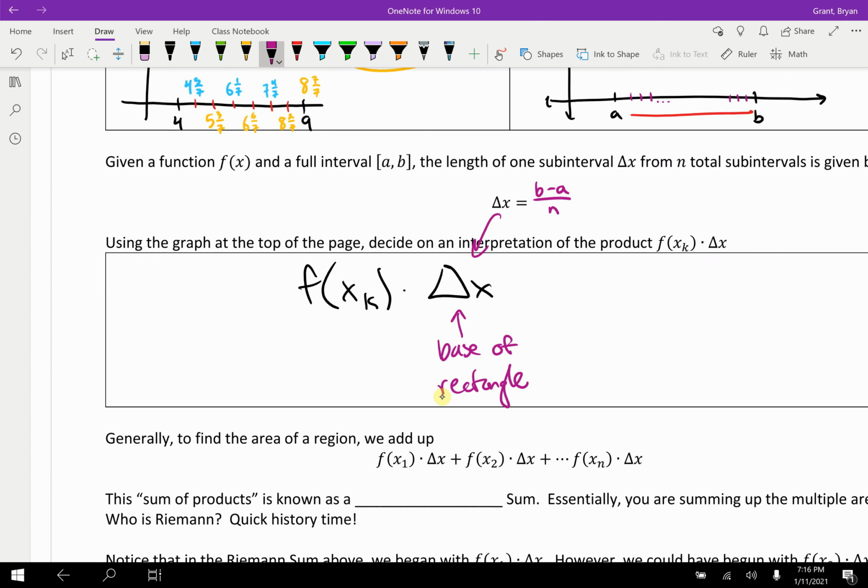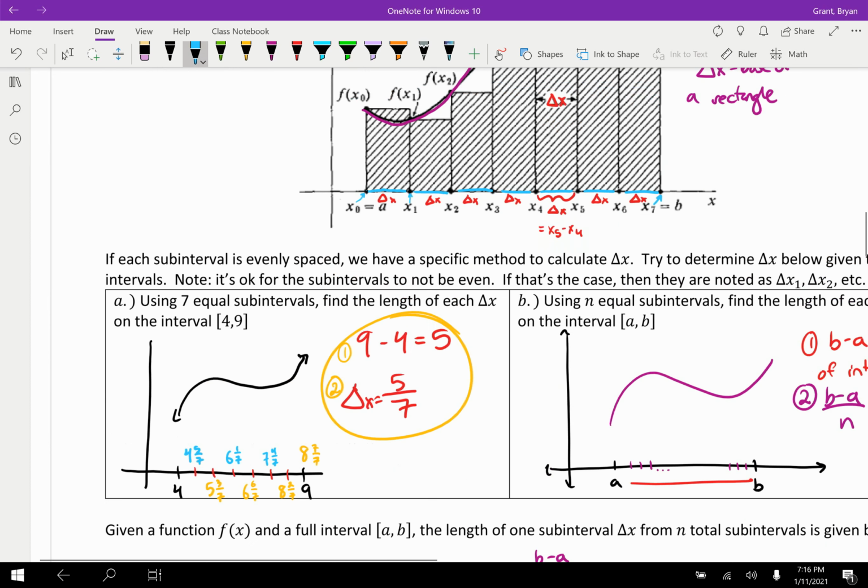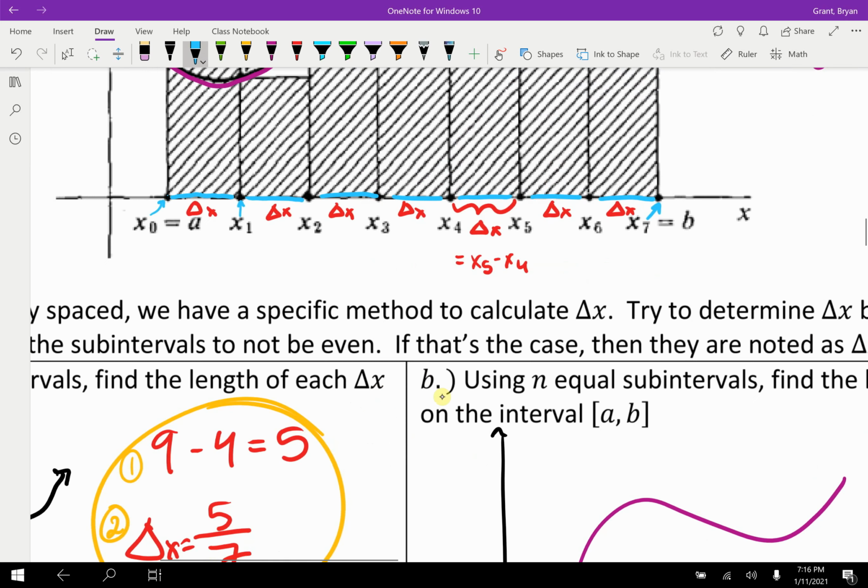And of course, there's this cute little multiplication sign. But then we have f of x sub k. So let's break down each of these. Let's start with x sub k. X sub k is just a fancy way to say an x-intercept. Let's switch colors one last time. An x-intercept. Each of these are x sub k's. This is when k is 1, when k is 2, so on and so forth.